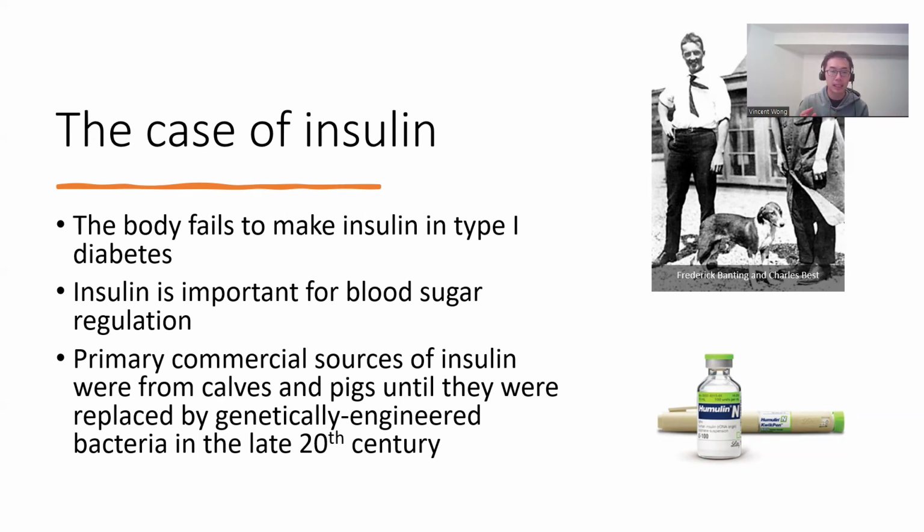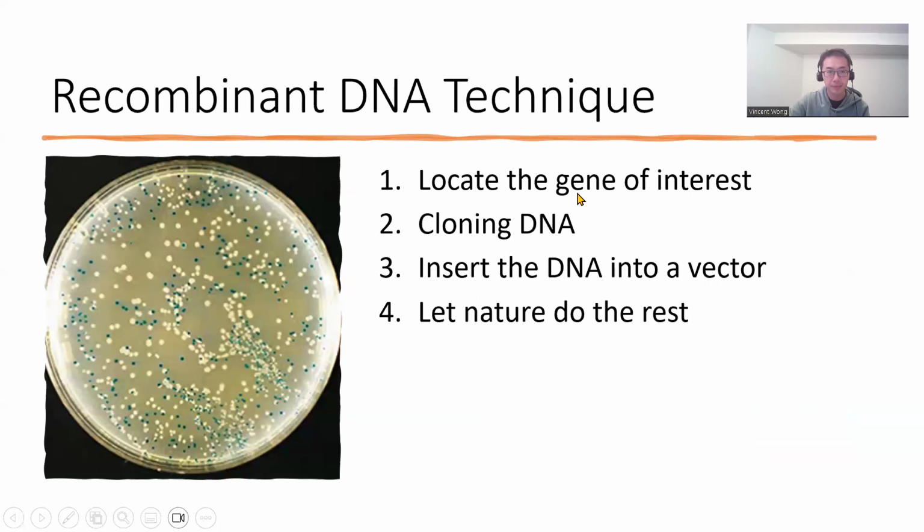But eventually, in the late 20th century, they were able to basically turn bacteria into little insulin factories. Then they could produce a lot of insulin. And that's basically how insulins are made these days. So what I'm going to do for probably the rest of the class is show you exactly how the process works. There are 4 steps involved here.